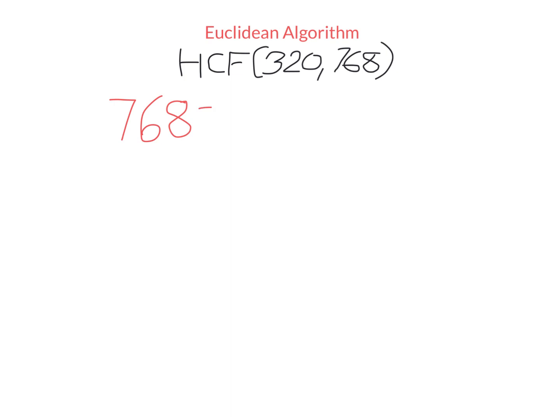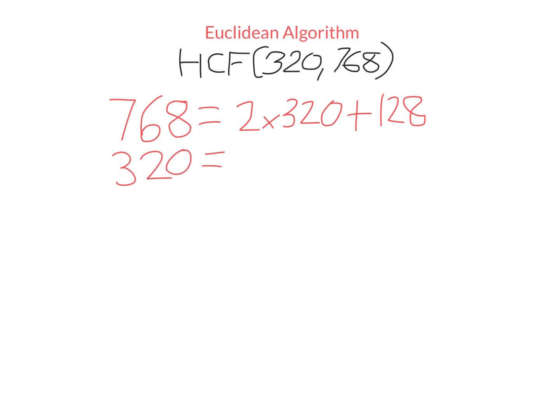What does that mean? Well, 320 goes into 768 two times. So 2 times 320 is 640. So I need another 128 to get to 768. It turns out the highest common factor of these two numbers is actually going to be the highest common factor of 320 and 128. So I'm going to repeat this process. Now what I'm going to do is I'm going to write 320. So 128 goes into 320 twice. So that's 256. And I need another 64. So now I'm going to repeat the process.